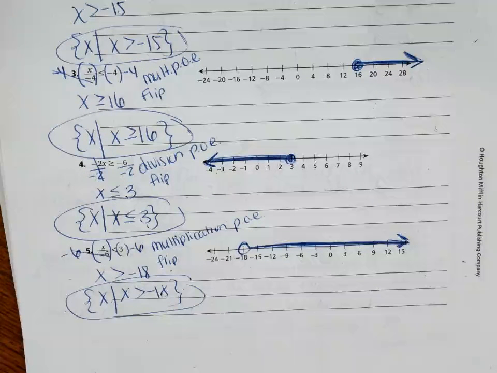All right, so I multiplied by -6 on both sides, multiplication property of equality. I had to flip my symbol, so I got x such that x is greater than -18. Open on the -18, and I'm shaded towards the positive numbers, shaded towards the right.